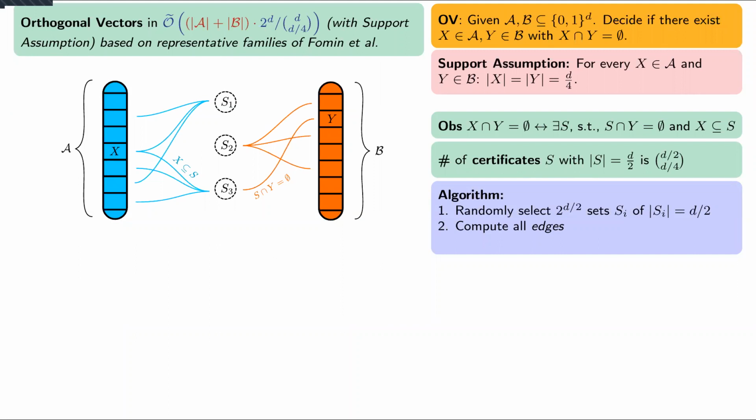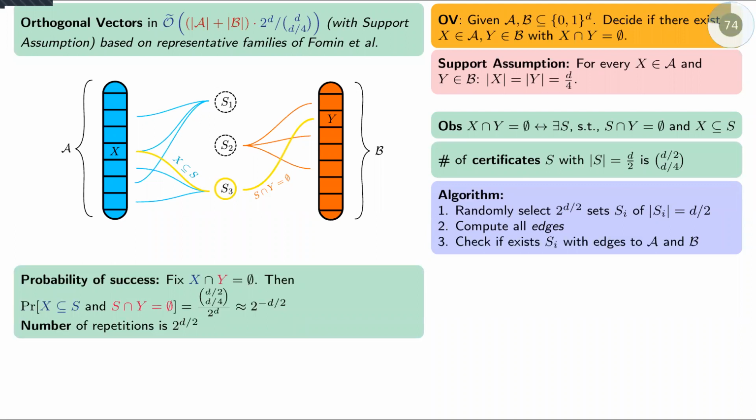And for every set Y in calligraphic B, I'm going to add an edge from Y to S if and only if the set S is disjoint from Y. Okay, and what we need to do at the end is check if there is a set S that has a blue and red edge at the same time. If such a set exists, then yes, we can answer that the answer is true. Yeah, any questions about that?